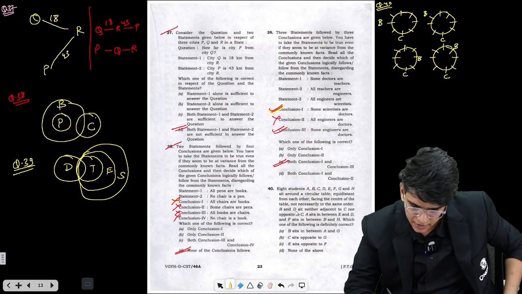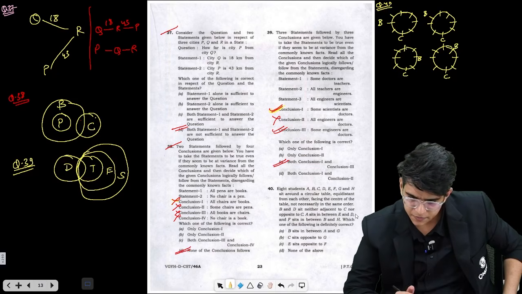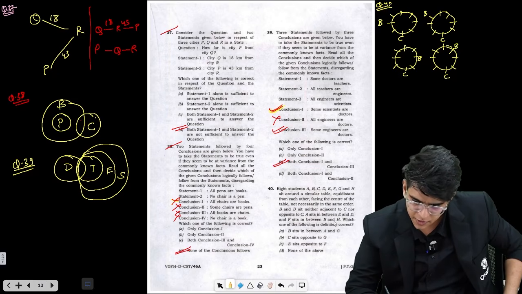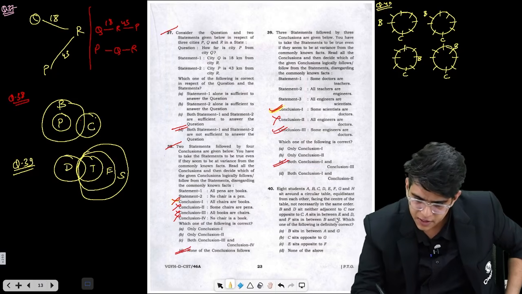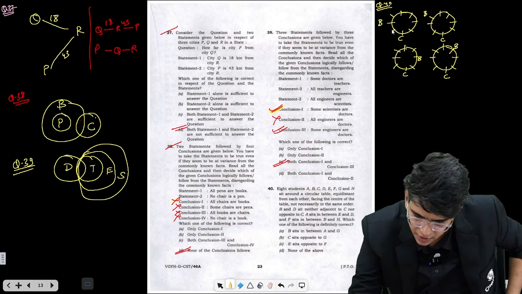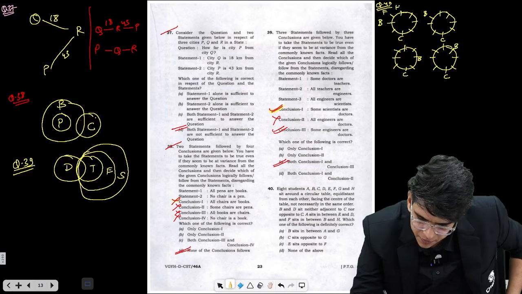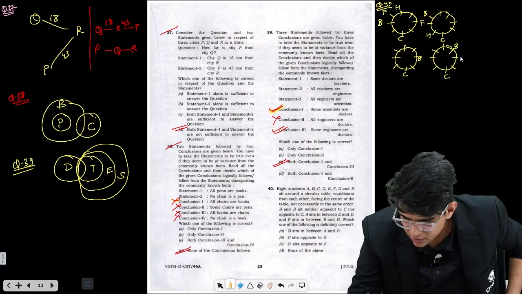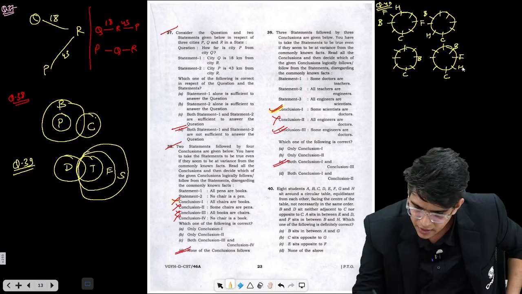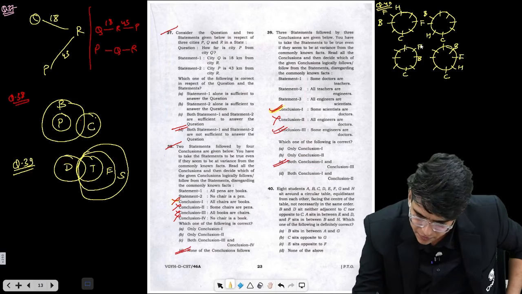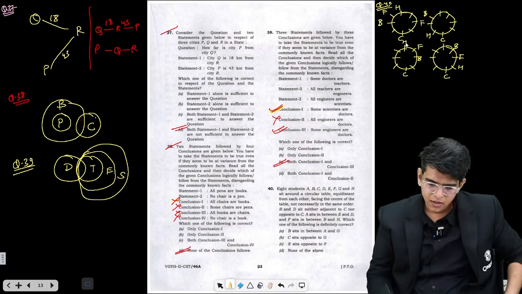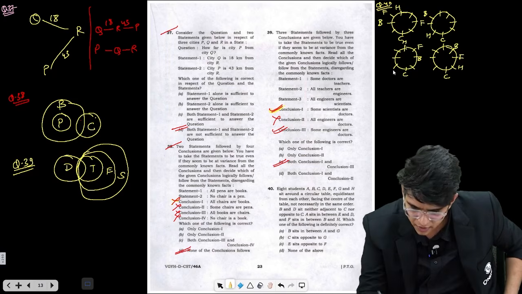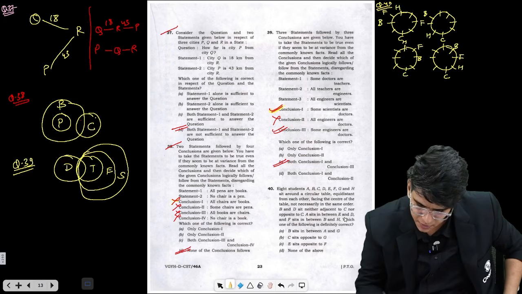F sits between B and H. F can't be here. F sits between B and H. Done. Now D can't be here, and A sits between E and D.